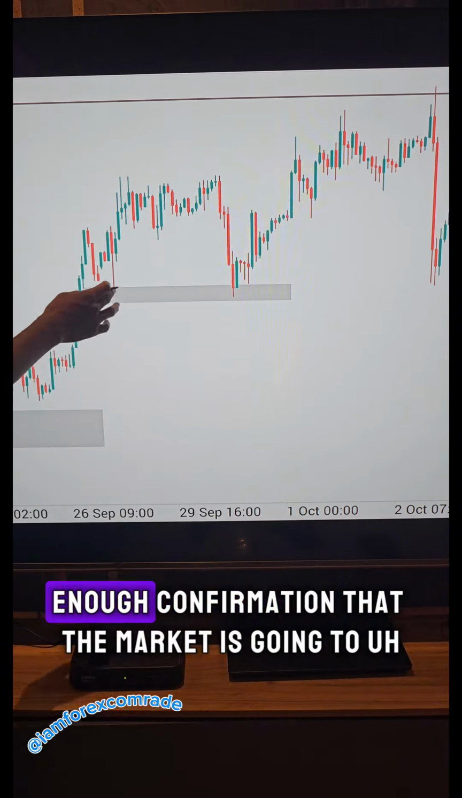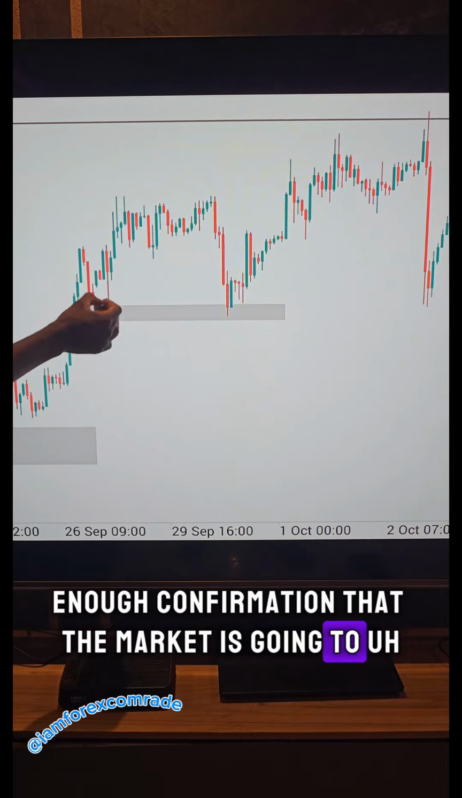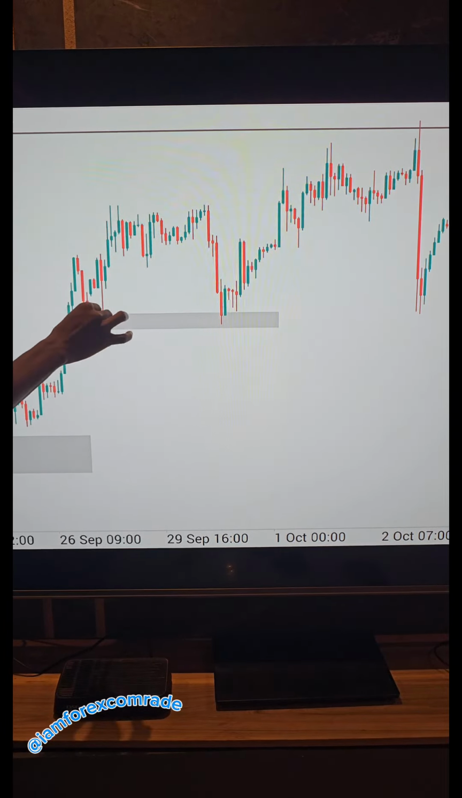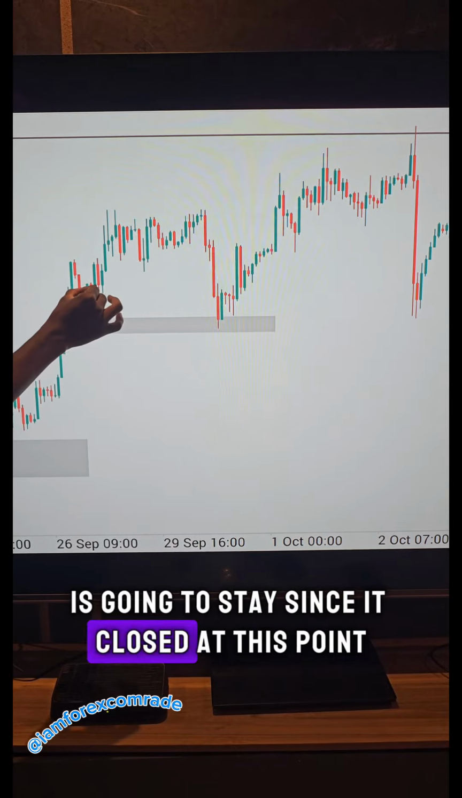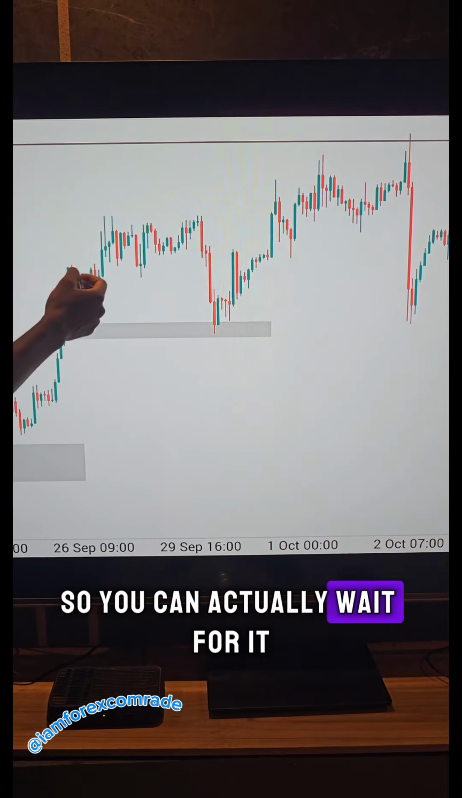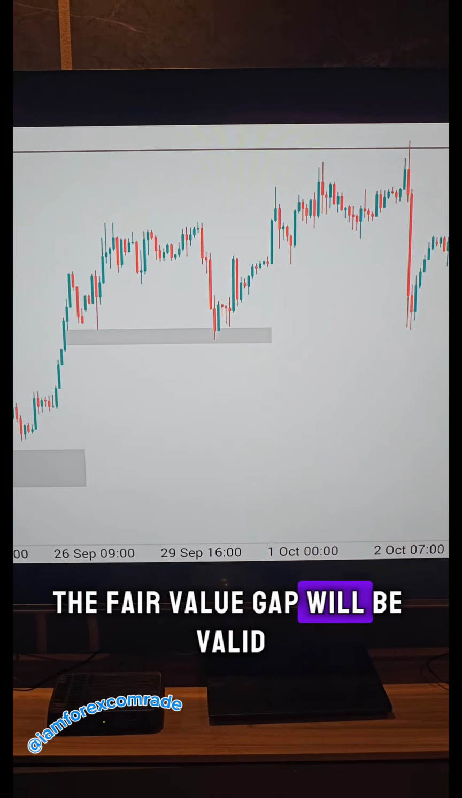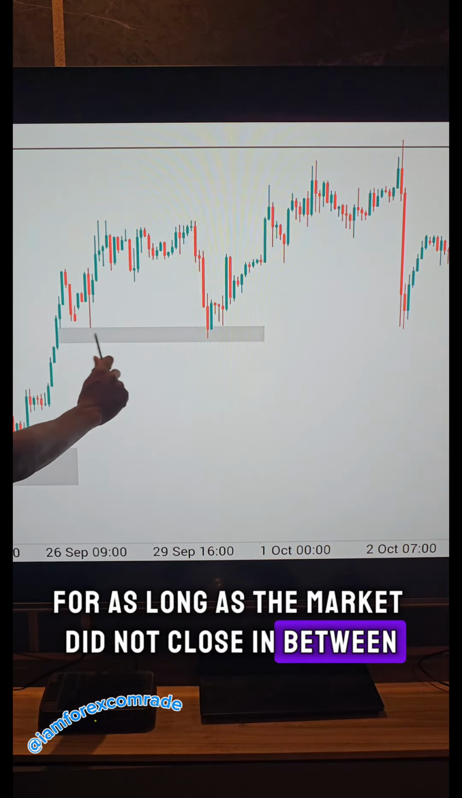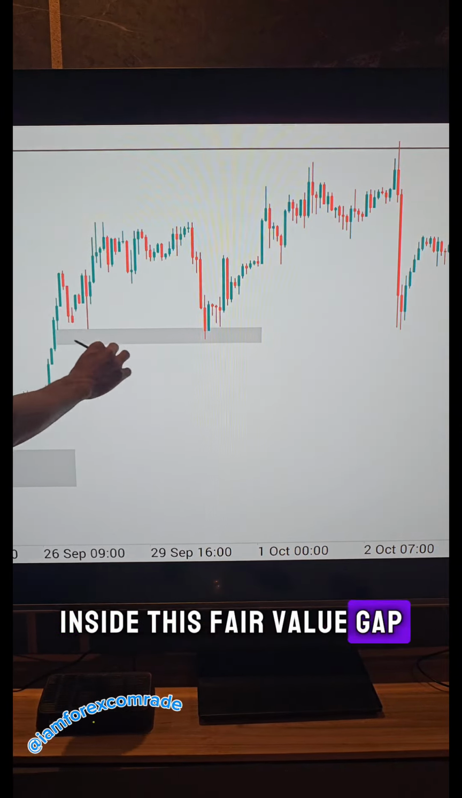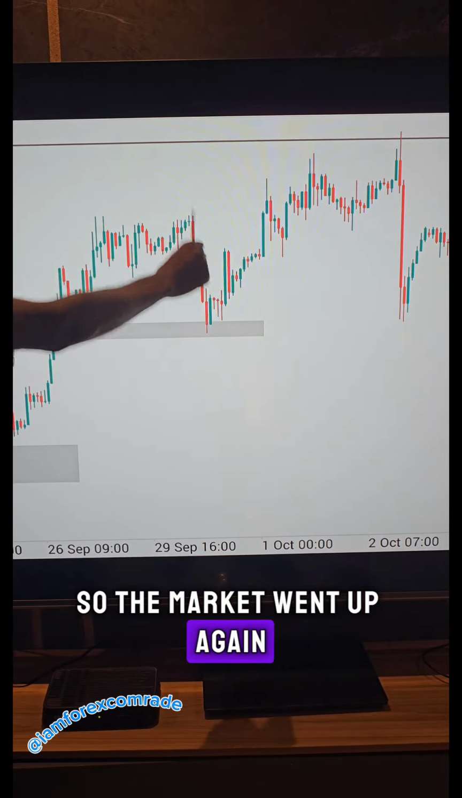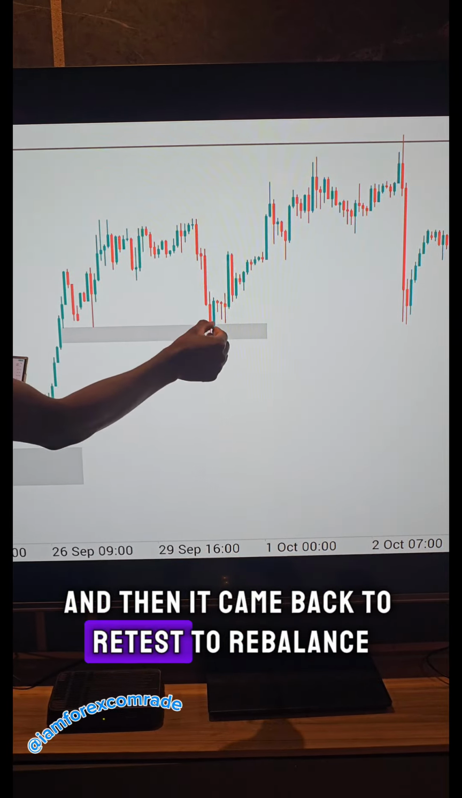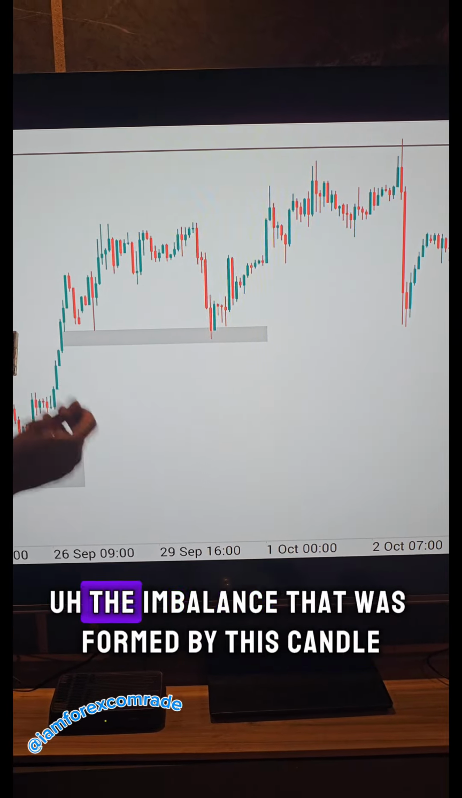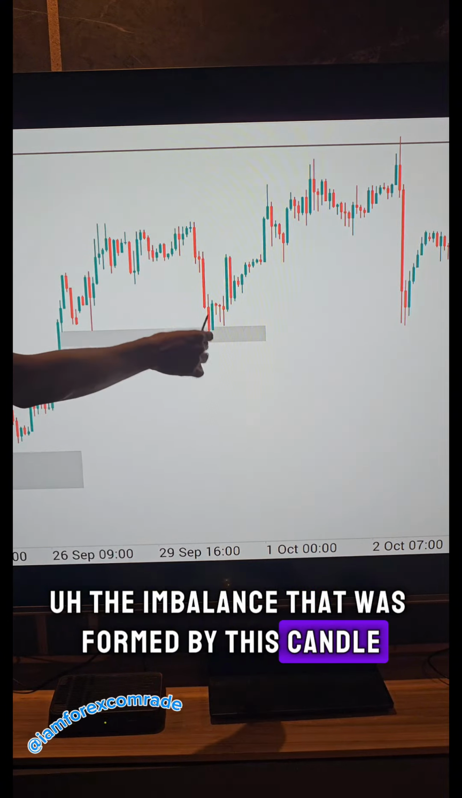You might not have enough confirmation that the market is going to stay, since it closed at this point. So you can actually wait for it. The fair value gap will be valid for as long as the market did not close inside this fair value gap. So the market went up again, and then it came back to retest, to rebalance the imbalance that was formed by this candle at this point.